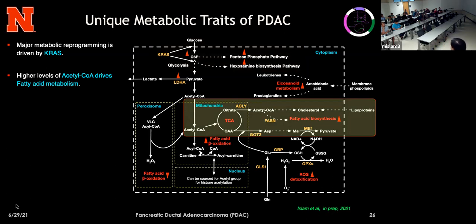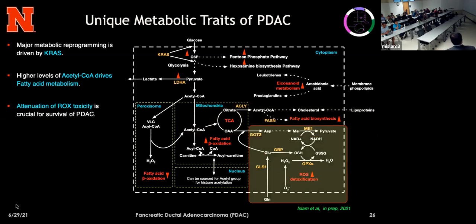Also, PDAC is surrounded by fibroblast cells that produce a lot of acetate, and the cancer cell can take up that acetate. That gives us a lot of acyl-CoA, and that drives the TCA cycle as well as the fatty acid biosynthesis pathway. So basically, it supplies the major fuel source for cancer cell proliferation.